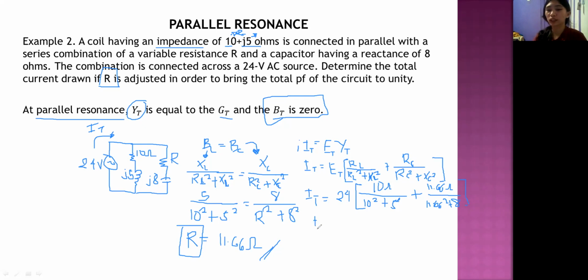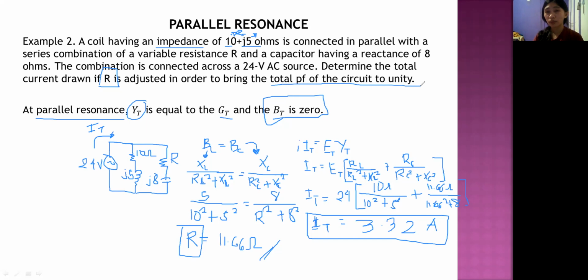We can simply input this into our calculators, and we'll get the total current of this given problem to be 3.32 amperes. That would be the total current in order for us to have a total power factor of the circuit of unity.